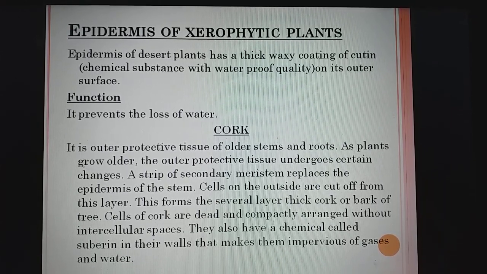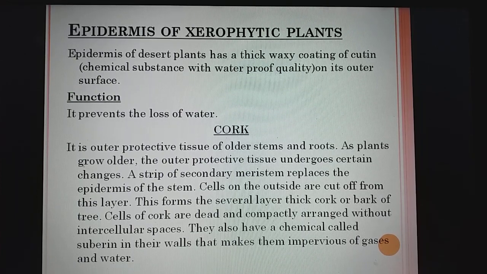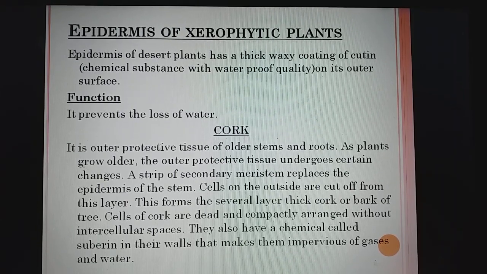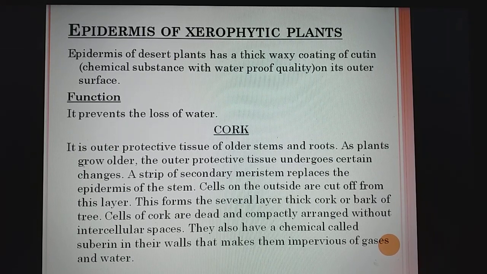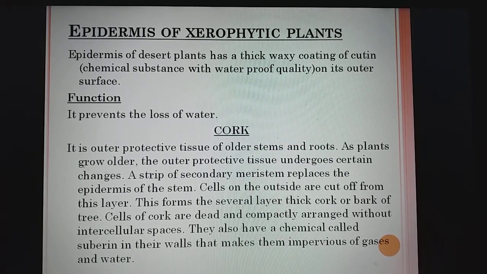A stripe of secondary meristem replaces the epidermis of the stem. Cells on the outside are cut off from this layer. This forms the several layer thick cork or bark of tree. Cells of cork are dead and compactly arranged without intercellular spaces. They also have a chemical called suberin in their wall that makes them impervious to gases and water.